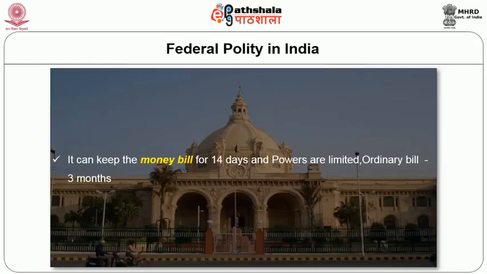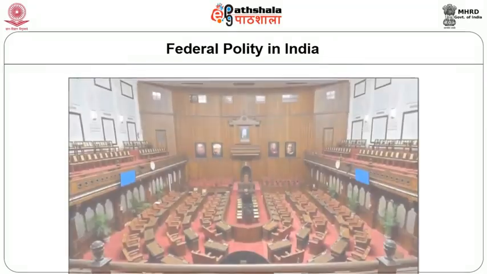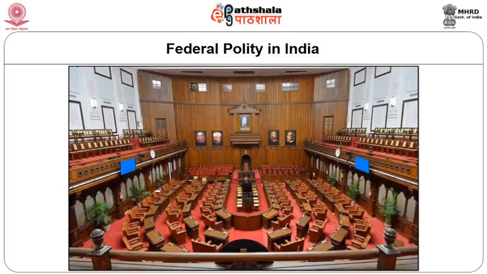And in this case, the legislative council can delay it for another 1 month. For example, a money bill can be introduced only in the legislative assembly. A money bill has to be certified by the legislative assembly speaker that it is a money bill. The money bill cannot be introduced in the legislative council. And once a money bill has been passed by the Vidhan Sabha, it goes to the Vidhan Parishad. The Vidhan Parishad cannot reject a money bill.